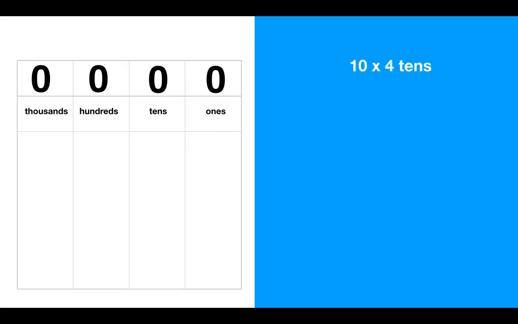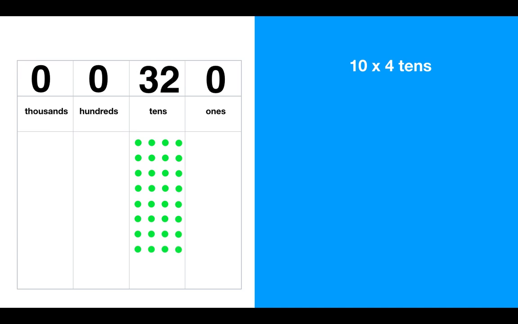Let's repeat, this time thinking about 10 times as much as 4 tens. Let's start by drawing 4 tens on our place value chart. Now solve to find 10 times as many as 4 tens. Click Next when you're ready. Well, 10 times as much, we draw 4 tens 10 times. There's once, 2 times, 3 times, 4 times, 5 times, 6 times, 7 times, 8 times, 9 times, 10 times.